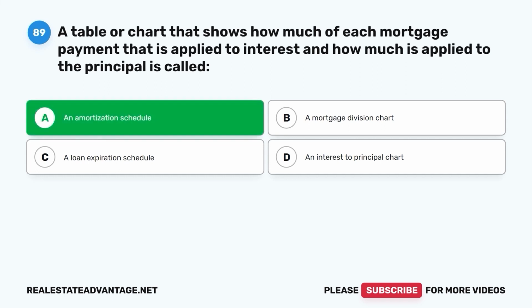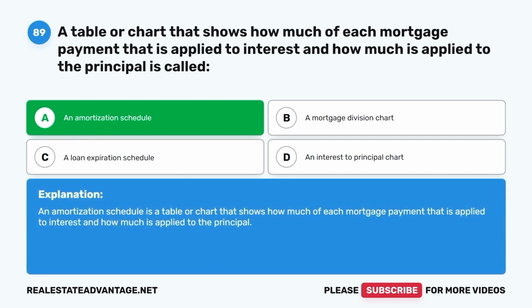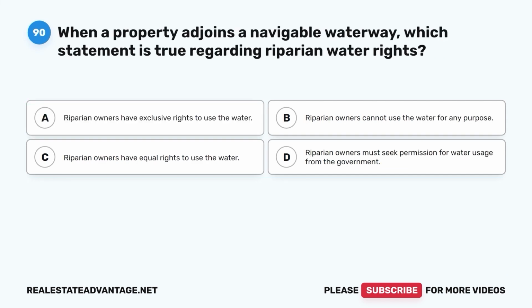The correct answer is A. An amortization schedule. An amortization schedule is a table or chart that shows how much of each mortgage payment is applied to interest and how much is applied to the principal. Question 90. When a property adjoins a navigable waterway, which statement is true regarding riparian water rights?